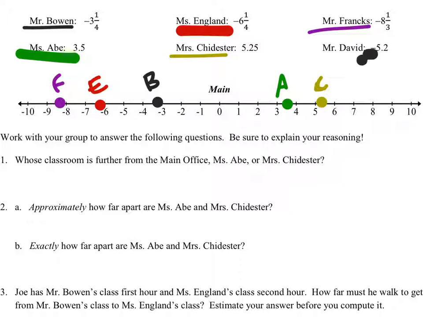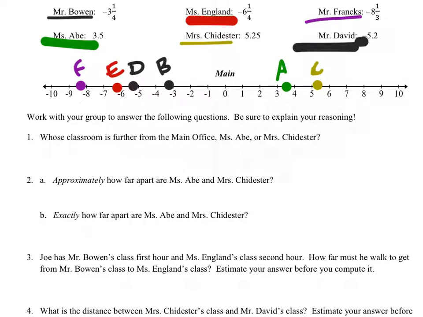We're going to put in Mr. David at negative 5.2. Bam. Got it. And this is David, so we're going to put a D right here. Now we got to look whose classroom is further from the main office, which is there at 0, because it says right there at 0 that it's main. And this is multiple choice. Let's look at old Ms. Abe, who is 3 1/2 away from the main office. And then Chidester, who is, where's Chidester? 5.25 away. So whose classroom is farther away?